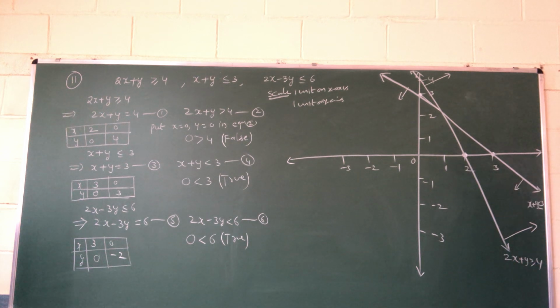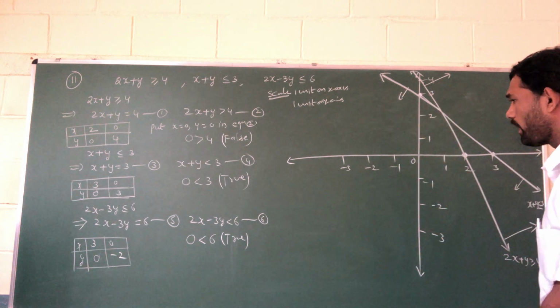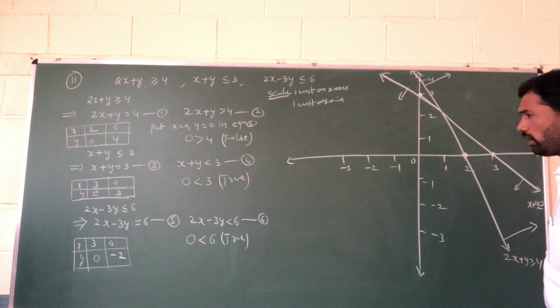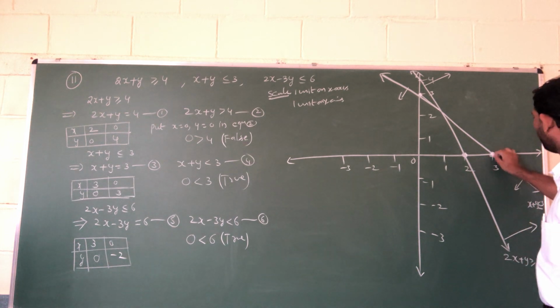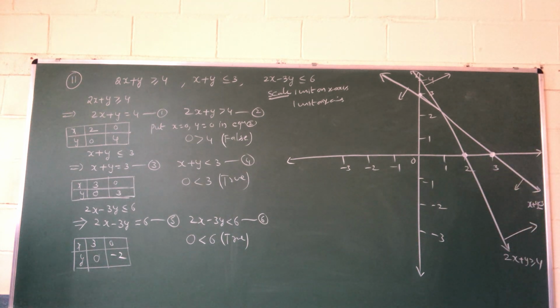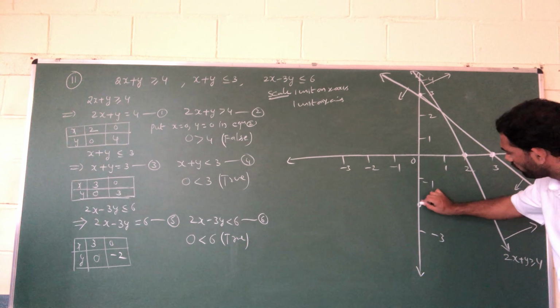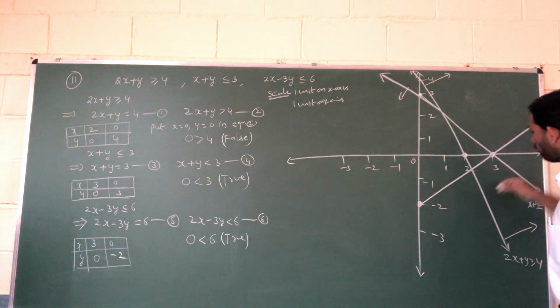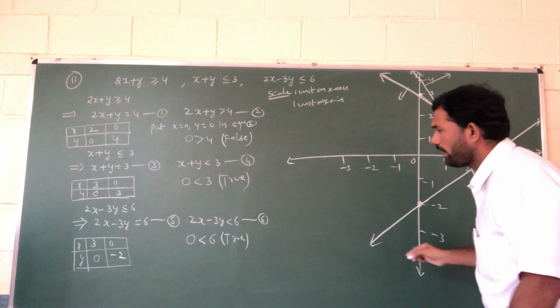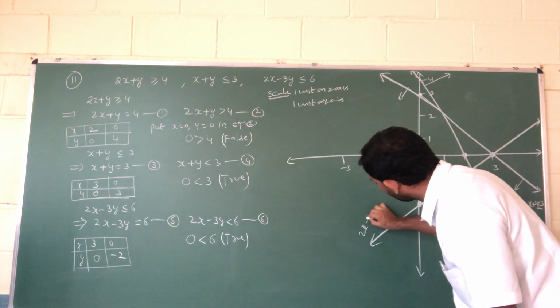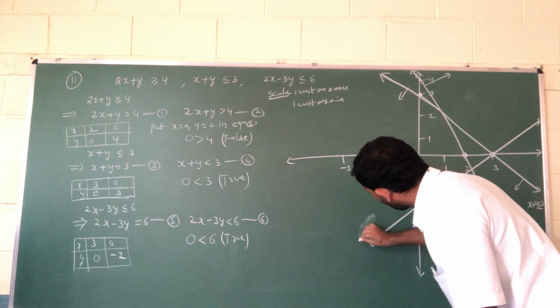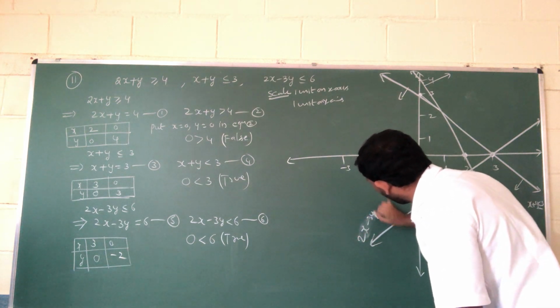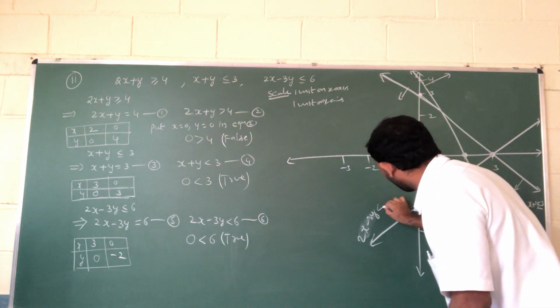Next, a third inequality is also there. You represent that one. So x equal to 3. X equal to 3 means here. Next, y is equal to minus 2. Y is equal to minus 2 means this one. So join these two. So what is that? 2x minus 3y less than or equal to 6.